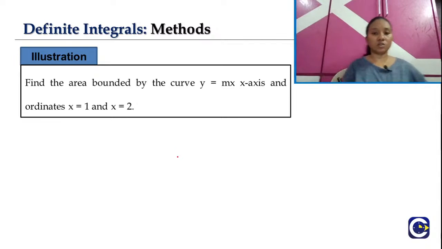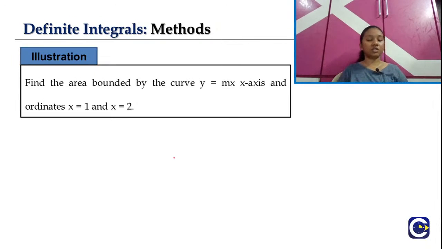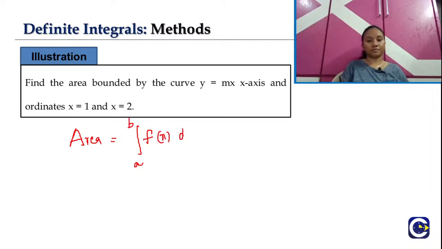So come on, guys, only the curve has been changed here. Initially our curve is y equal to x cube. Now it has turned out to be y equal to mx. So what is the area formula which we'll be using? Area equal to integration from limits a to b f of x dx.